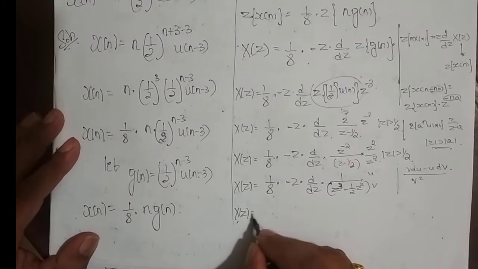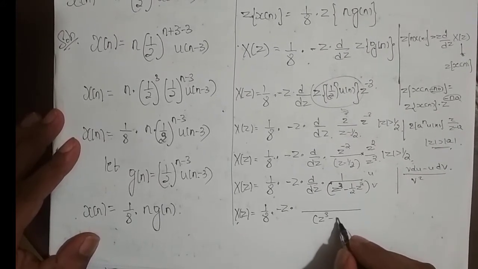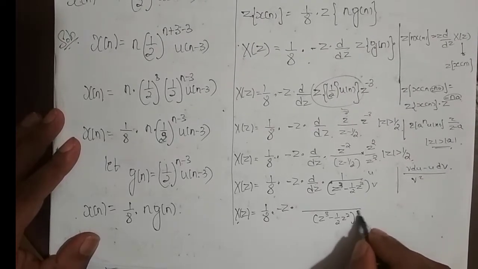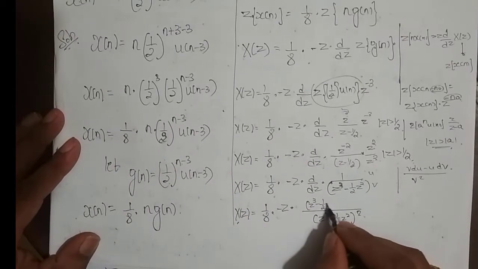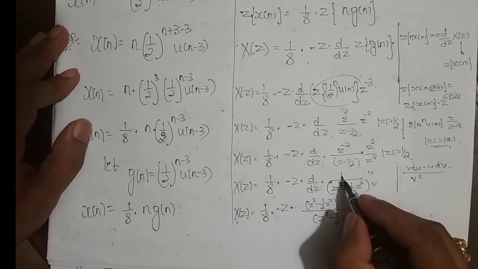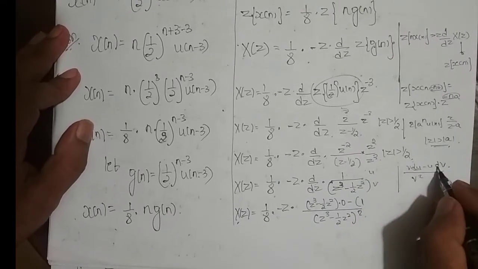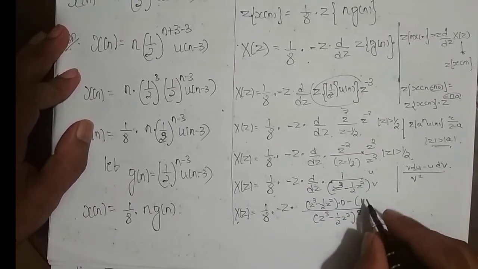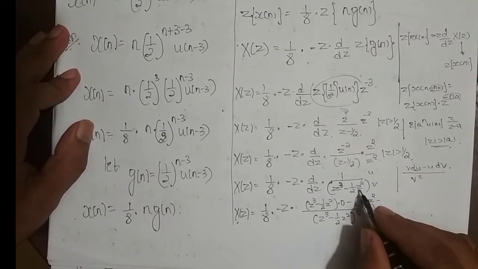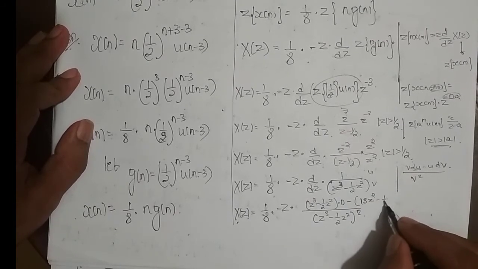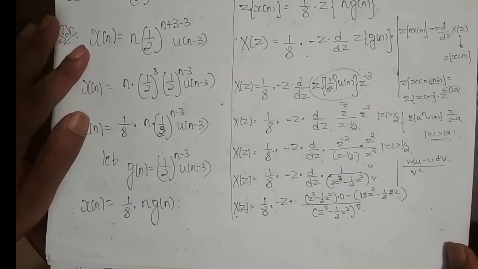So X(z) is equal to 1 by 8 into minus z into, so v square, (z cube minus 1 by 2 z square) whole square. v is z cube minus 1 by 2 z square into differentiation of u, and u is 1, so differentiation of constant is 0, minus u is 1, and differentiation of v. What is the differentiation of z cube? It is 3 z square, minus, what is the differentiation of 1 by 2 z square? It is 1 by 2, constant remains same, so 2 times z, right? So this 2 cancels out, right? So what do I have?